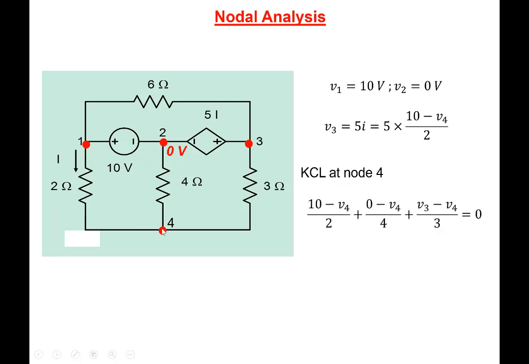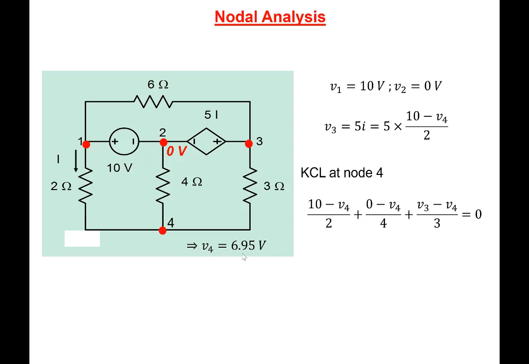So KCL in node 4, we look at all the currents that are entering this node 4. There's a current entering here: 10 minus V4 by 2. There's a current entering from here, so 0 minus V4 by 4 ohms, and there's a current entering from here, V3 minus V4 by 3. So we have one equation, and V3 we already know in terms of V4, so we can plug it here and solve it. We'll get V4 equal to 6.95.